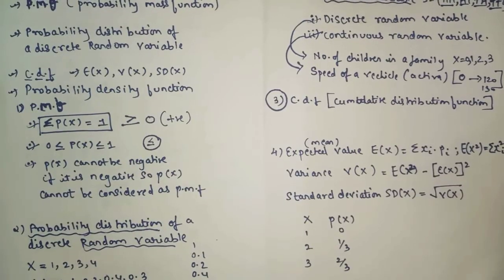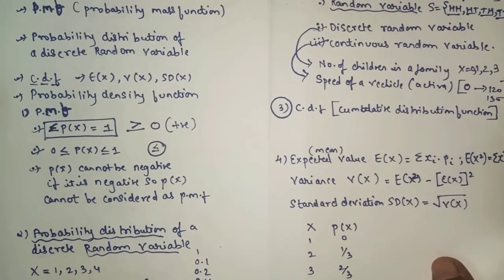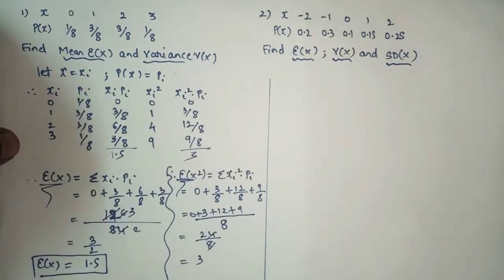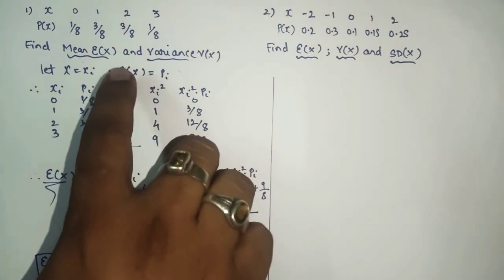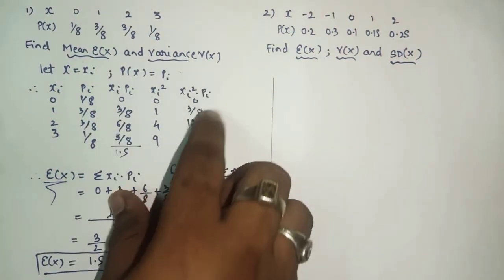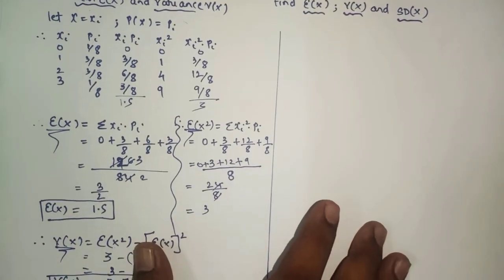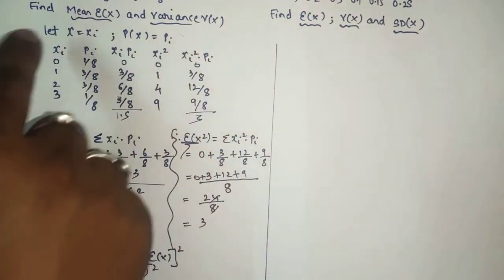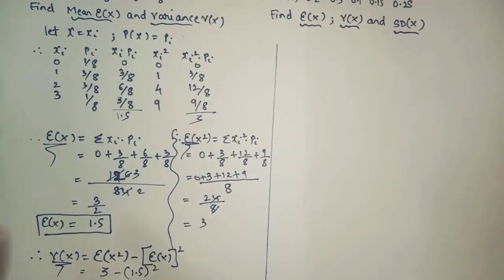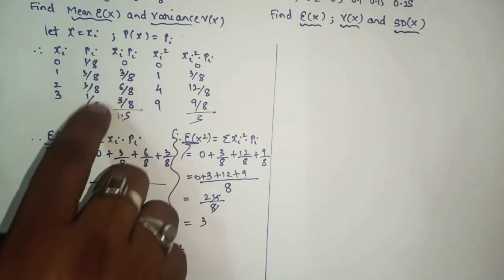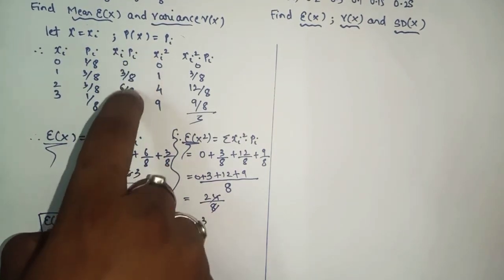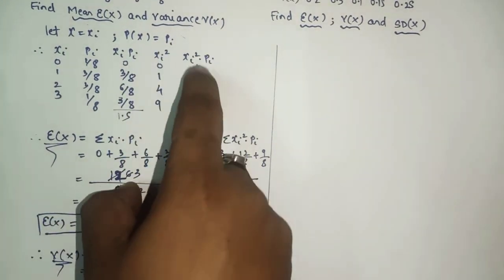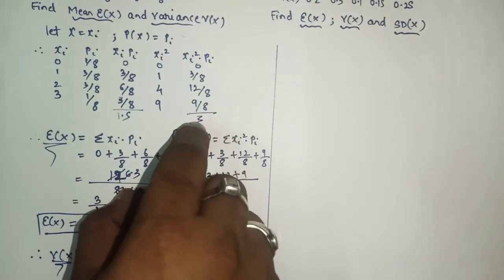As in the last lecture, we took one example based on how to find the value of E of x and V of x. Yes or no? So you have to remember this table. In the first column it will be xi, in the second column it will be pi, in the third column it will be xi pi, in the next xi square, and then in the last xi square into pi.